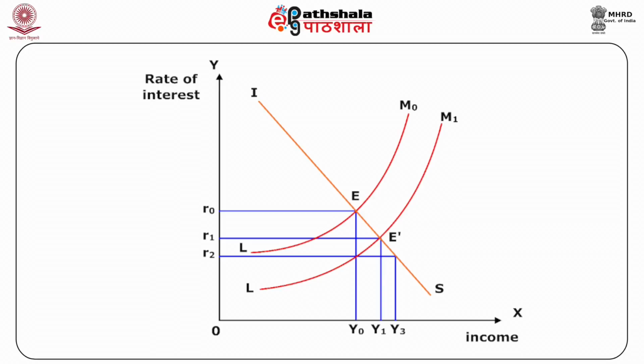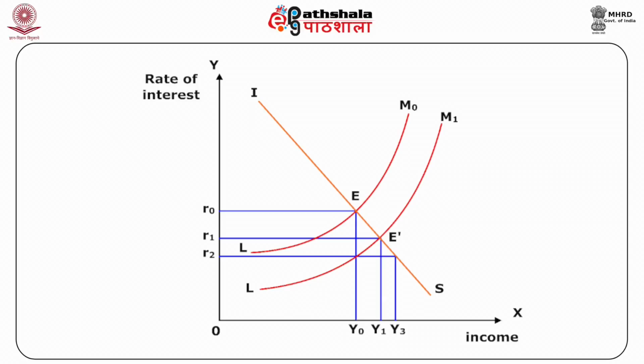Hence, the effect of an increase in nominal money supply, which is nothing but monetary policy, is to bring down the rate of interest and to achieve a higher level of real income. The income increases from Y0 to Y1.